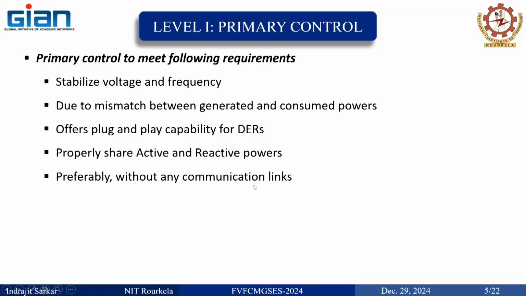When it is a microgrid, if the demand and generation match is not there, if there is a mismatch between generated and consumed power, definitely there will be a frequency and voltage deviation when it is in islanded mode. So it has to take care of that as well. So you can disconnect the DERs. Properly share active and reactive power among the DERs, who is going to generate how much.